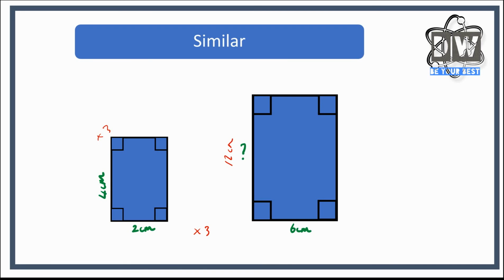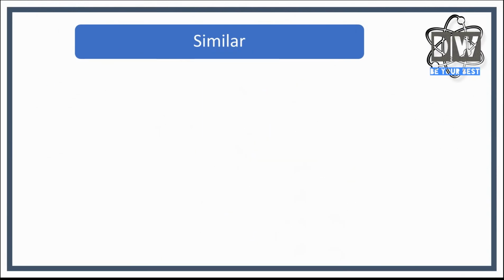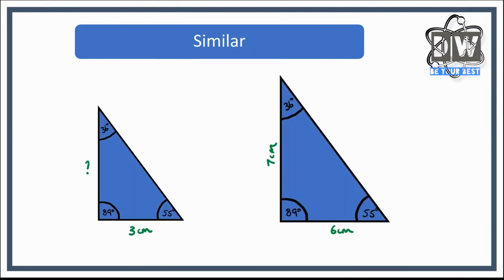Now, sometimes we might need to go the other way, and that's the next question we're going to do. So here we go. You've got a shape, all right? You now need to work out what the missing length is. Pause the video now, give it a go, come back and see if you get it correct.